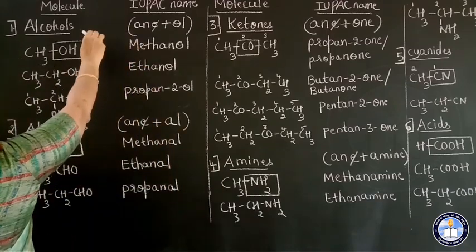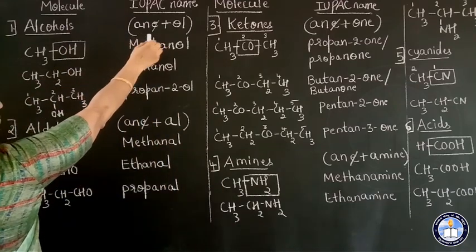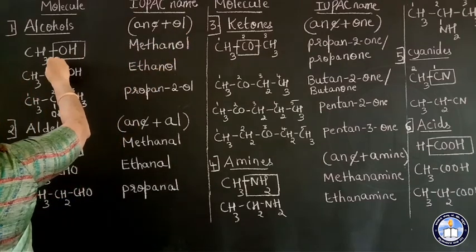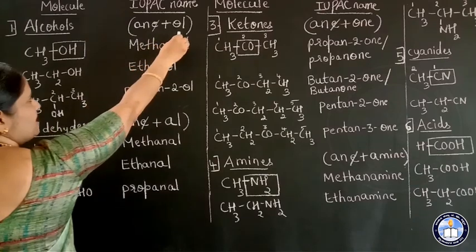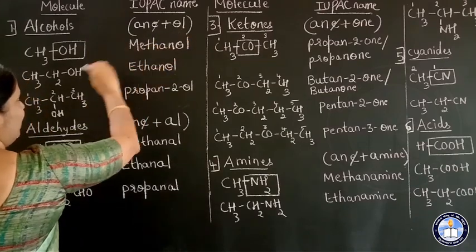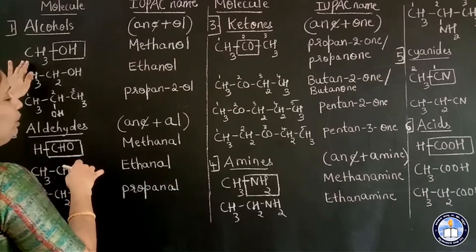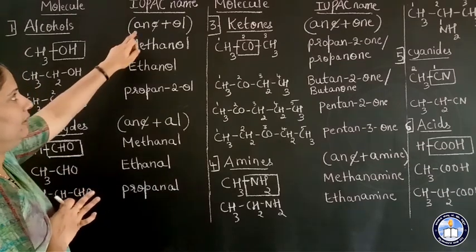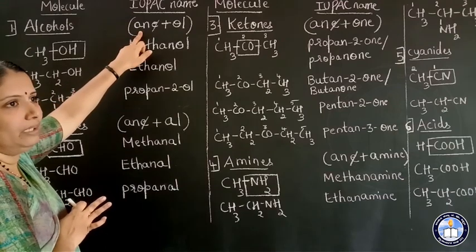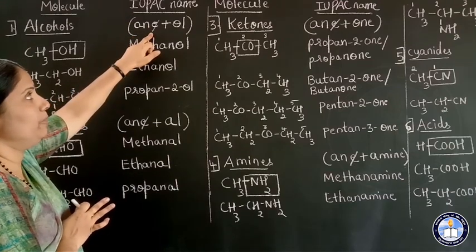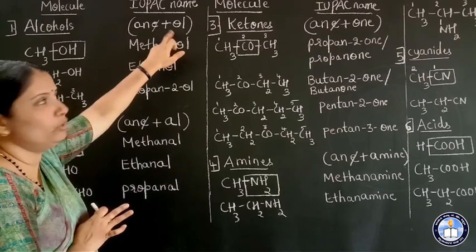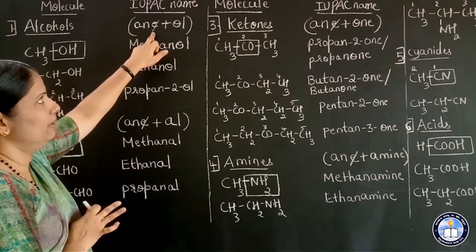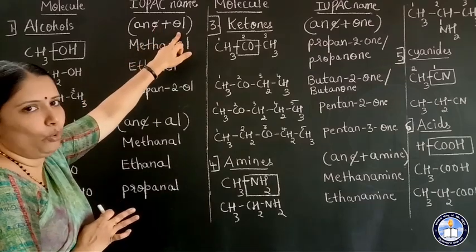See here, the suffix is what? OL. If the OH group is attached to the alkyl group, then the suffix is OL. So if in the organic compound the carbon to carbon bonds are single bonds, then you know it will be an alkane. The E is replaced by OL. You should not write E. You should remove E from ANE, and instead of E, you should write OL.